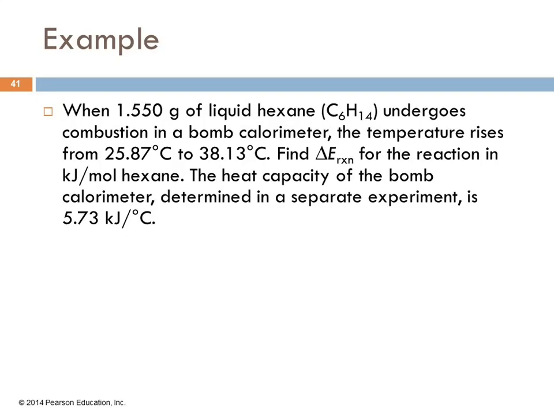Okay, so let's do this example. When 1.550 grams of liquid hexane undergoes combustion in a bomb calorimeter, the temperature rises from 25.87 degrees to 38.13 degrees Celsius. Find the change in energy for the reaction in kilojoules per mole of hexane. The heat capacity of the bomb calorimeter, which was determined in a separate experiment, is 5.73 kilojoules per degree Celsius.